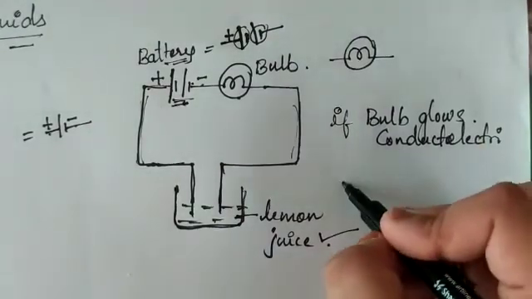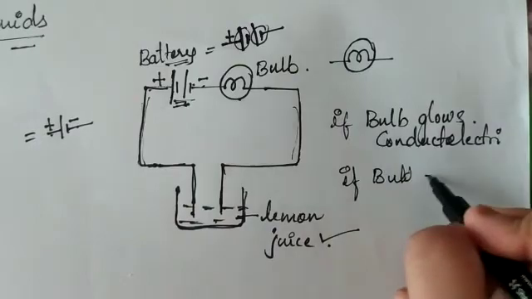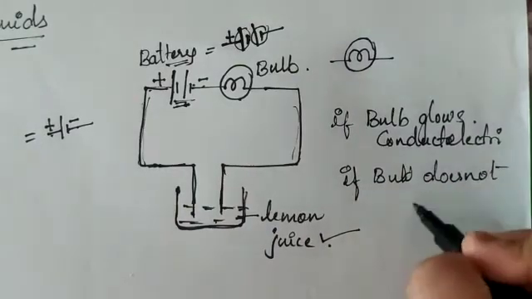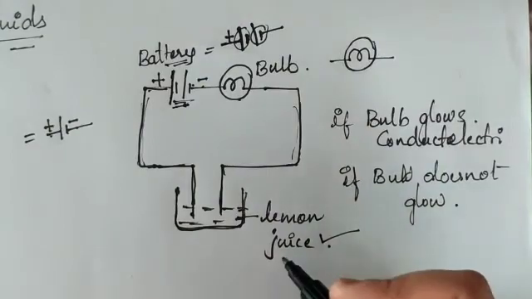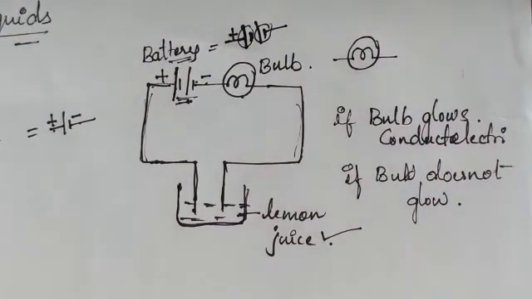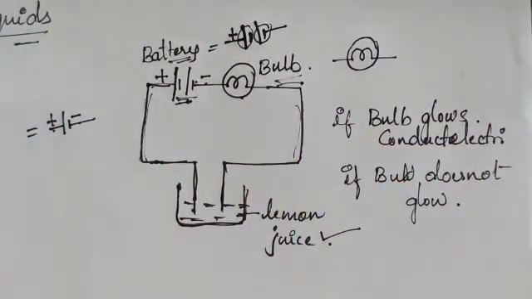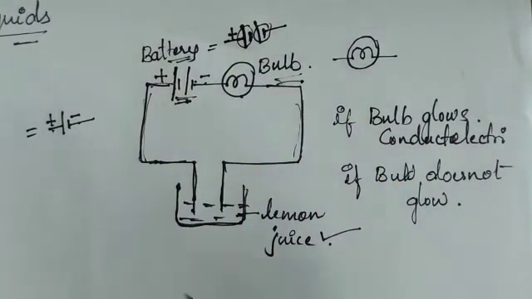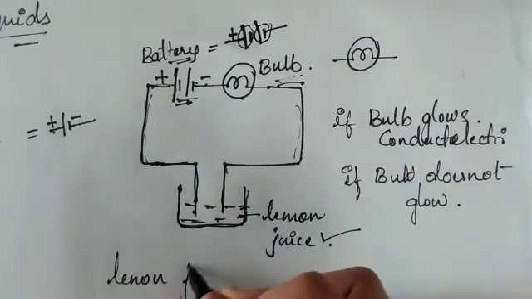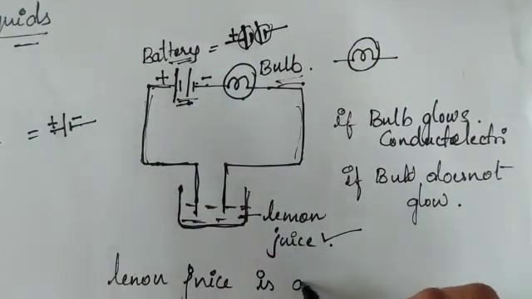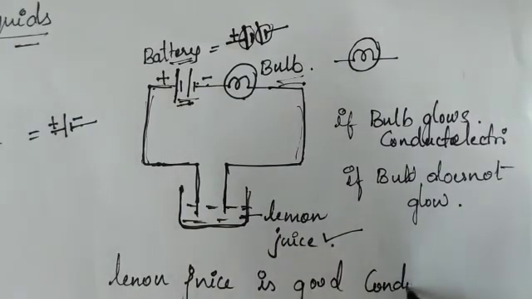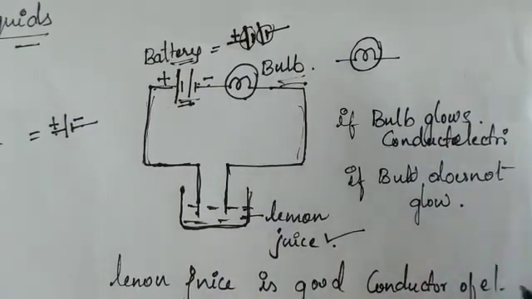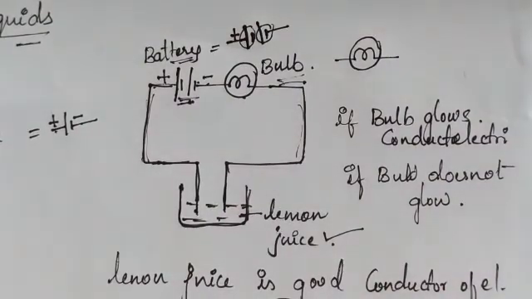If, for instance, the bulb does not glow, then we are going to say this lemon juice is a bad conductor of electricity. In reality, the bulb will glow. If the bulb glows, we define lemon juice as a good conductor of electricity. There are many other liquids present, so one by one we are going to discuss them in the next classes.